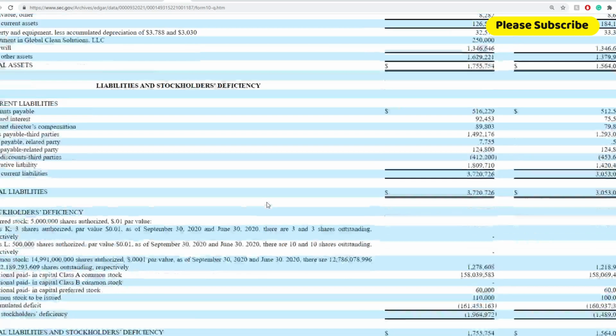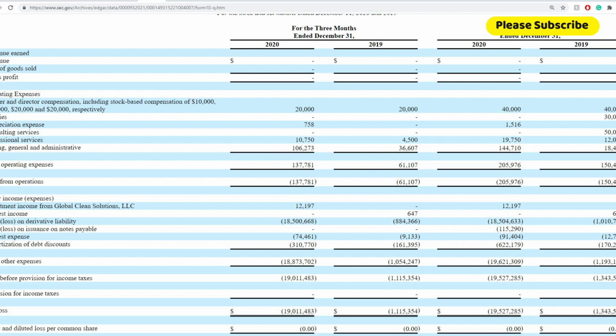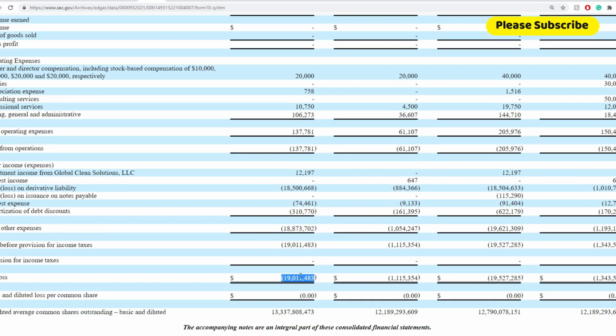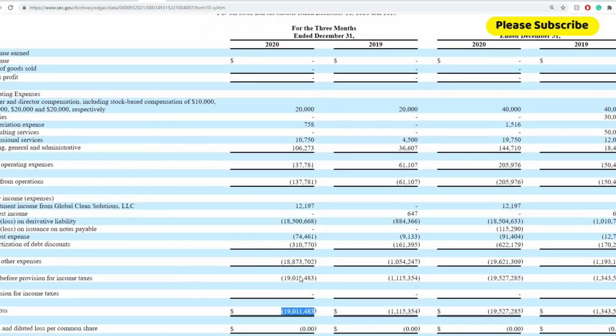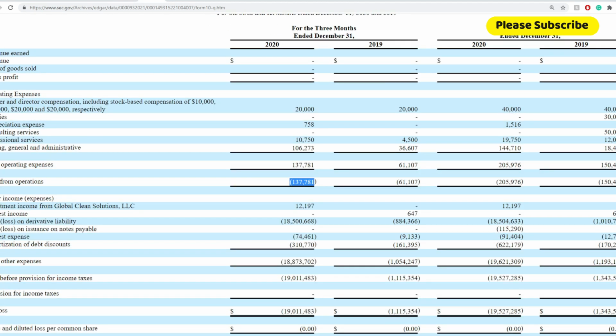And let's take a look in terms of how much money they're burning. In terms of revenue, they have reported zero revenue, so no revenue. Now, in terms of loss from operations, you're looking at the 3 months ending September 30th. Net loss here is around $515,000. You go to a net loss for 2020, at the end of the year, of around $19 million. Now, a big part of that is from derivative liability of around $18.5 million. Although loss from operations currently is $137,000 compared to around $68,000.